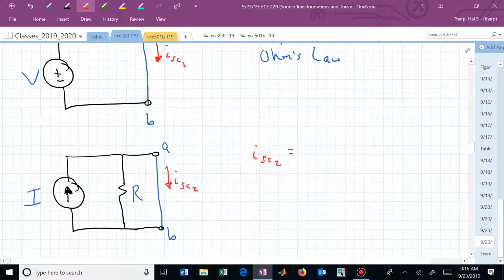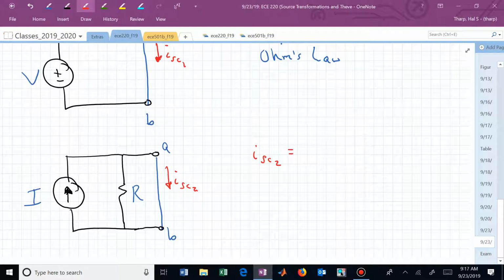What's I short circuit sub 2? How does current like to flow? Least resistive path. Is there any resistance in that short circuit? No. So all of your current is going to go through that wire. All of I is going to go through that short between terminals A and B. Or if you go, I'm not feeling it.